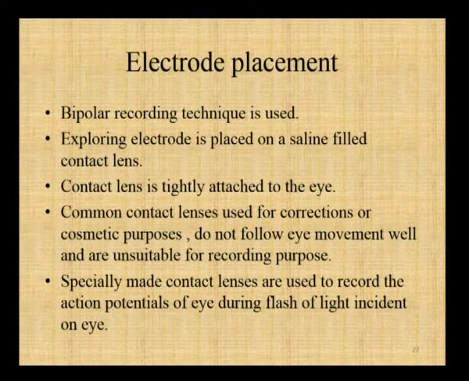For the measurement of eye potential changes, we will be using a special type of contact lenses. Some of the special contact lenses are used to record the potential produced by the eye movement. How is it recorded? First you flash a light on the eye. Because of that light, there is a change in the eye, and it produces the potential of the eye, and it is recorded.